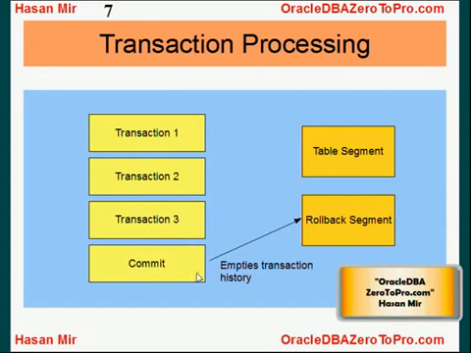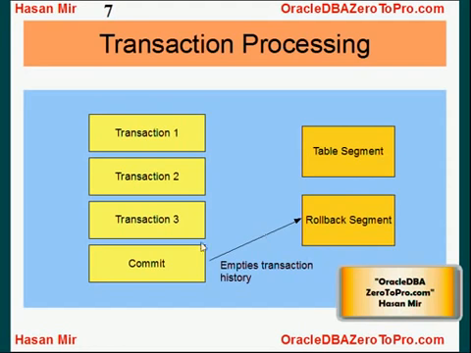As soon as user issues a commit command, Oracle knows that whatever information has been stored in the rollback segment is no more needed, because we don't need to store previous values anymore. We won't be rolling back the work, so it doesn't really matter. So Oracle empties the transaction history from rollback segment, and the changes are marked as finalized in the actual table.